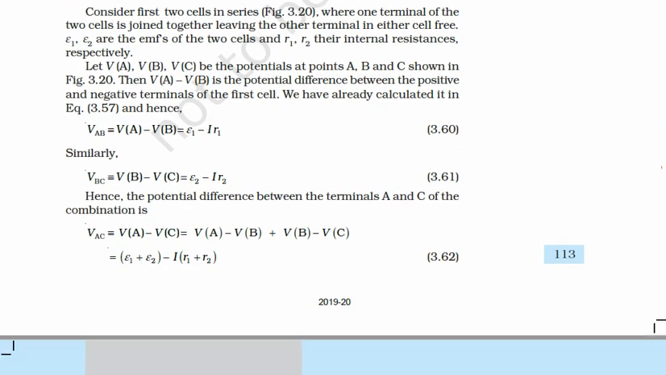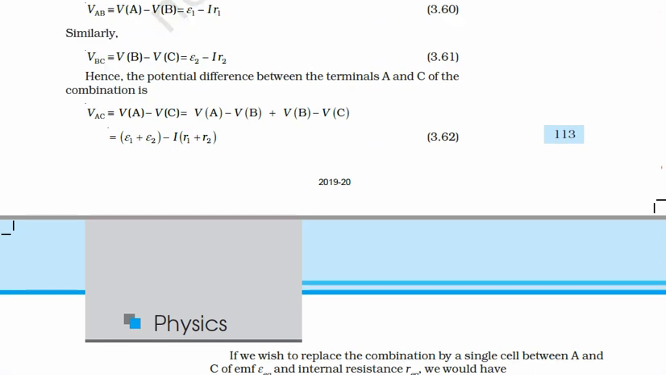So now let us add them together. When we add them together, we get a final potential VAC. What is VAC? The difference between the potentials at A and C. If you see the equivalent diagram, point B is not there. So in the equivalent circuit it is VA minus VC. So what is the value of VA minus VB, and what is the value of VB minus VC for this one?